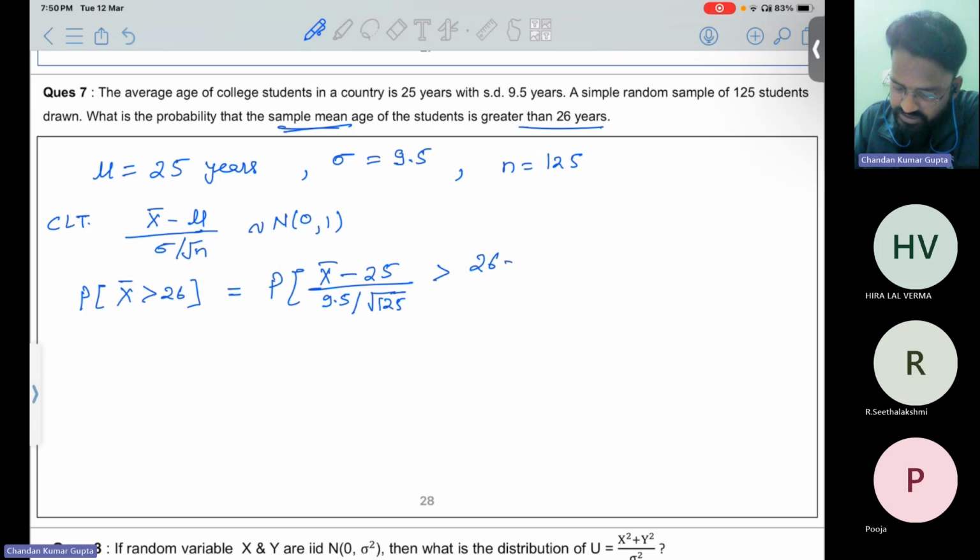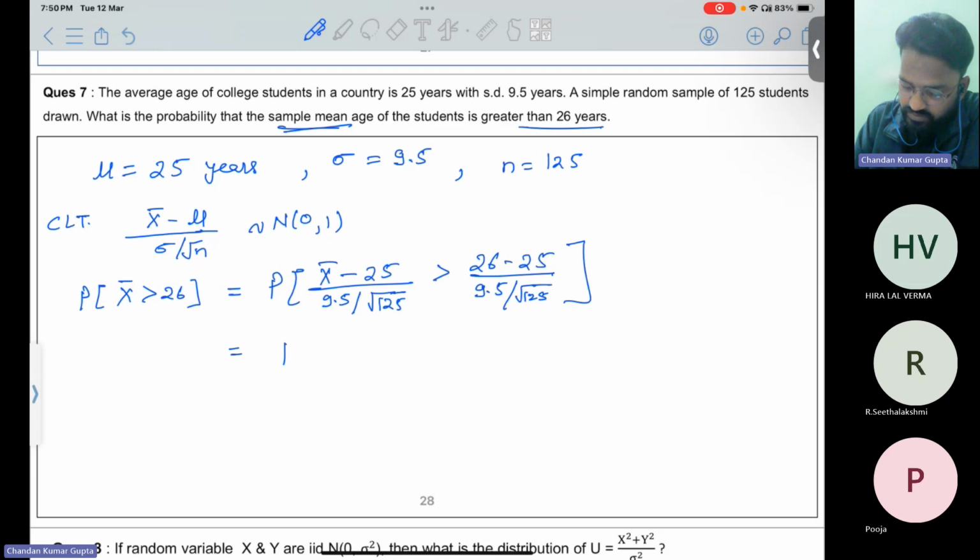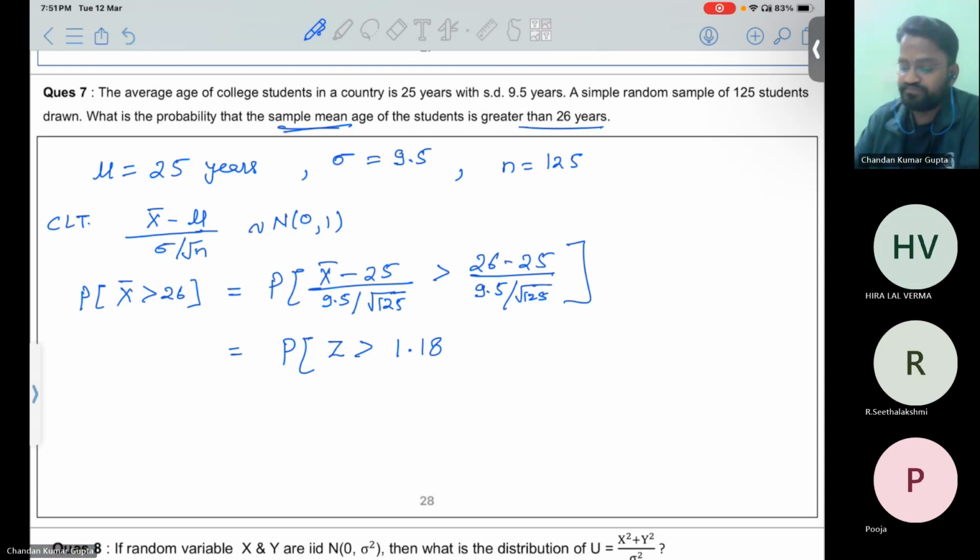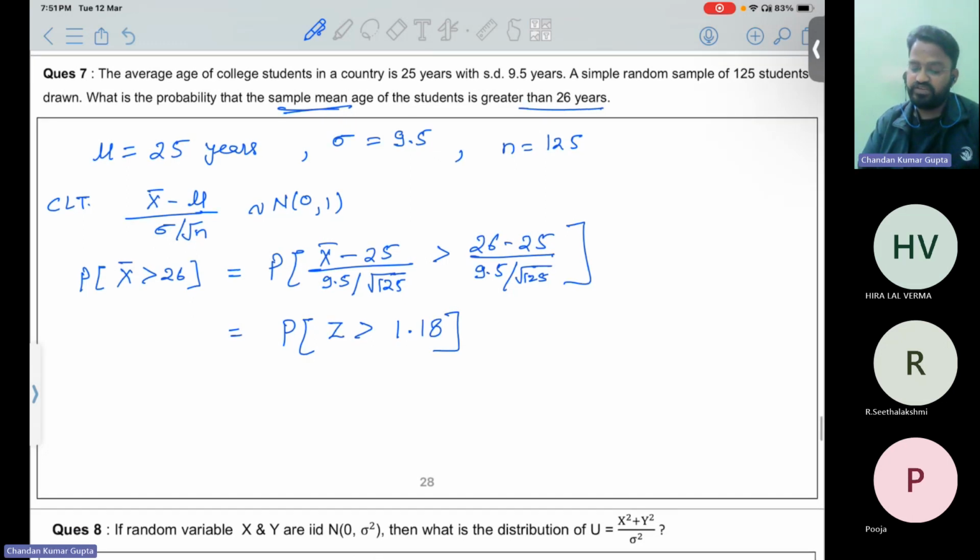Is greater than (26 minus 25) divided by (9.5 divided by 125). So the probability that z is greater than it is around 1.18 after calculation. The numerator part is 1 and the denominator part is something which is less than 1. So it is approximately 1.18. After solving, we need to calculate the probability that z is greater than or equal to this.